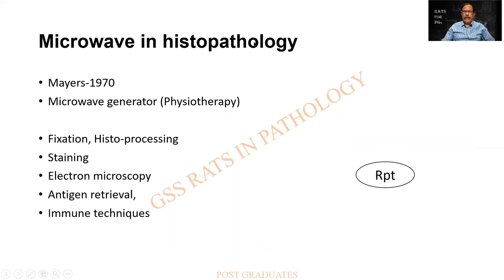Now, what is the role of microwave in histopathology? Designed by Mayers in 1970, it was used in physiotherapy initially, but later on it became applicable in fixation, all the other steps of histopathology processing, staining, electron microscopy, antigen retrieval, as well as immune techniques. So after all this, you find that the microwave could still be used. I would like you people to kindly repeat this. So these are the applications which we shall again and again be seeing.